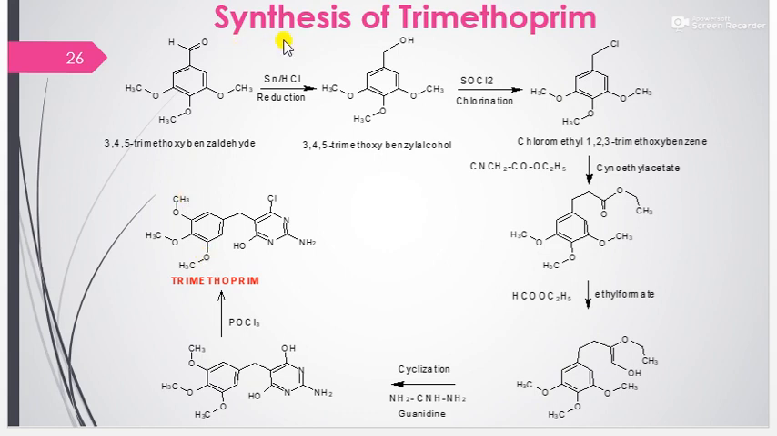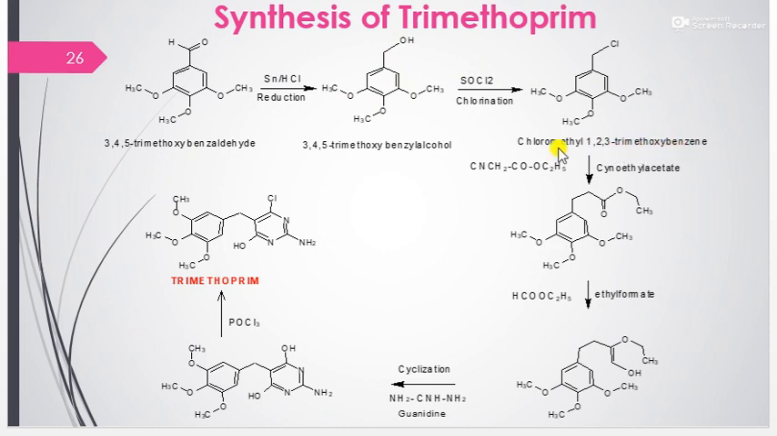Now we will study the synthesis of trimethoprim. The synthesis of trimethoprim is carried out with starting material 3,4,5-trimethoxybenzaldehyde. When this molecule undergoes reduction to produce 3,4,5-trimethoxybenzyl alcohol, only the aldehyde at the first position gets converted into alcohol. Then this molecule undergoes chlorination in presence of thionyl chloride to produce chloromethyl 1,2,3-trimethoxybenzene.